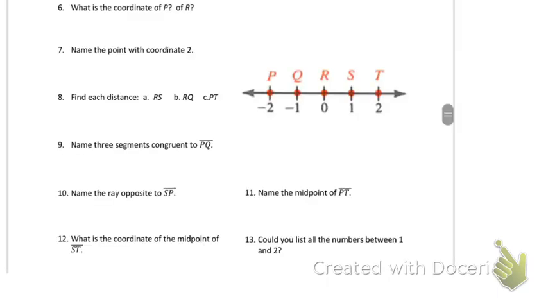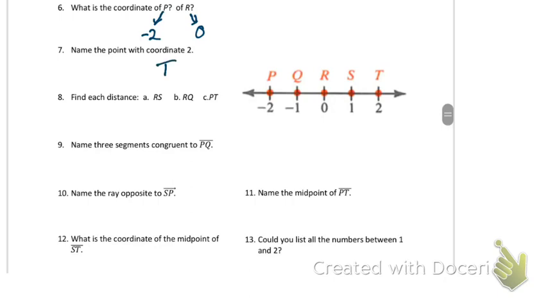Number 6, we're using the number line. Number 6 says, what are the coordinates of P and of R? Well, if we look at the drawing, P matches up with -2 and R matches up with 0. So I'm just going to put little arrows and say P matched up with -2, R matched up with 0. Name the point with coordinate 2. So we look at 2, well, that works with T. So that one's going to be T.